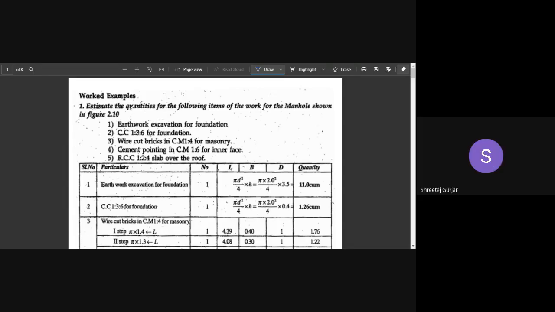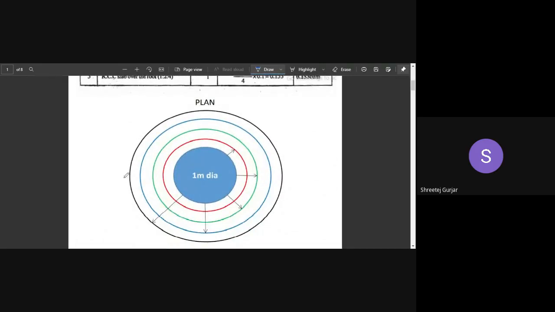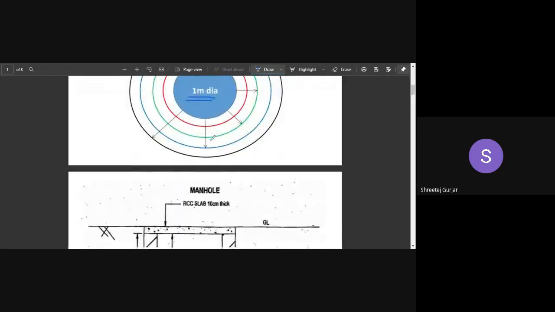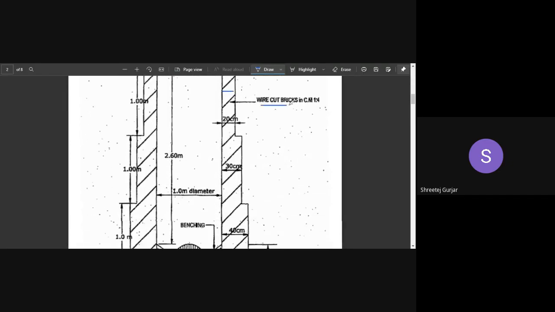So these are a few numericals related to manhole calculation. The first manhole is a very simple one, a circular one. The internal diameter is 1 meter, and then we have a few layers. The first thing you can observe here is a brick wall: wire cut bricks in cement mortar 1:4.